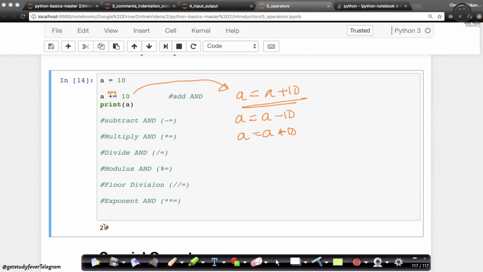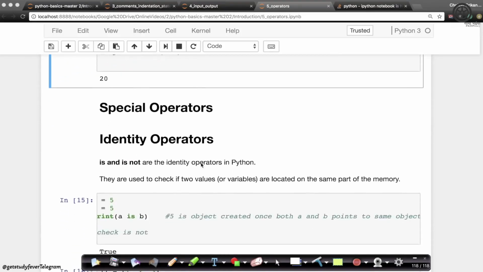So A plus equal to 10 should be equal to 20, because A already has a value of 10. 10 plus 10 will be 20, right? So again, very, very basic stuff here.